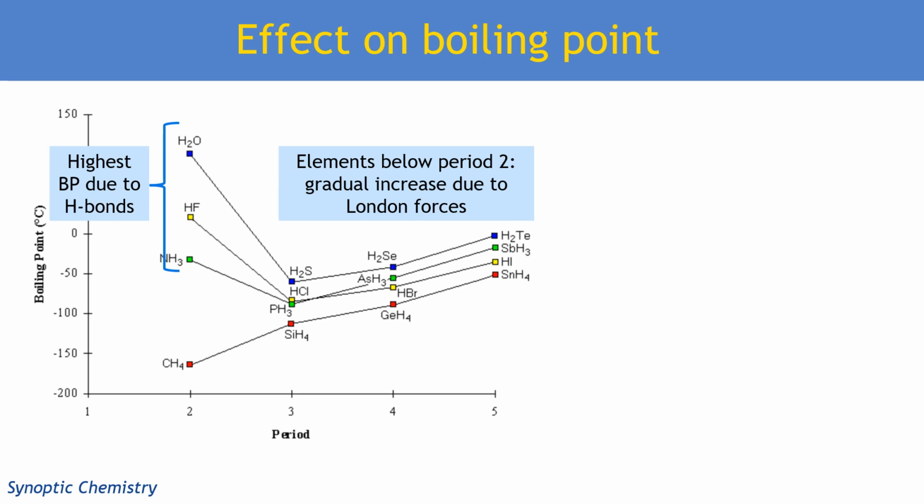So we can see they are much, much higher than the other 3, even when we go right down to the bottom of the group with the largest London forces. So they are far more significant than London forces. But the other thing we can also see is water is really high up here, even though water is not the largest molecule out of those three. And that is to do with the number of opportunities to form hydrogen bonds.